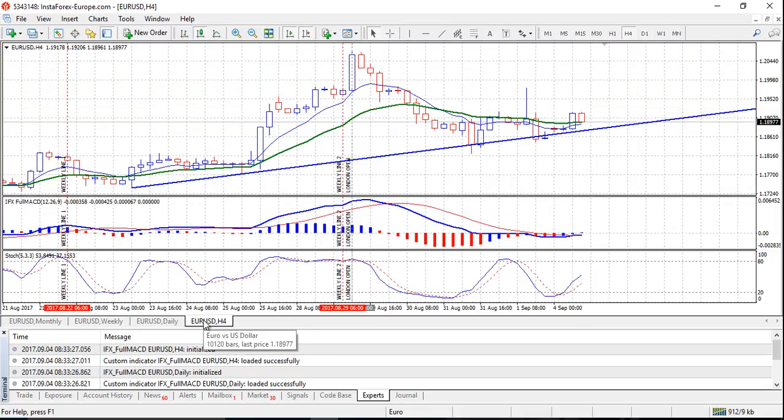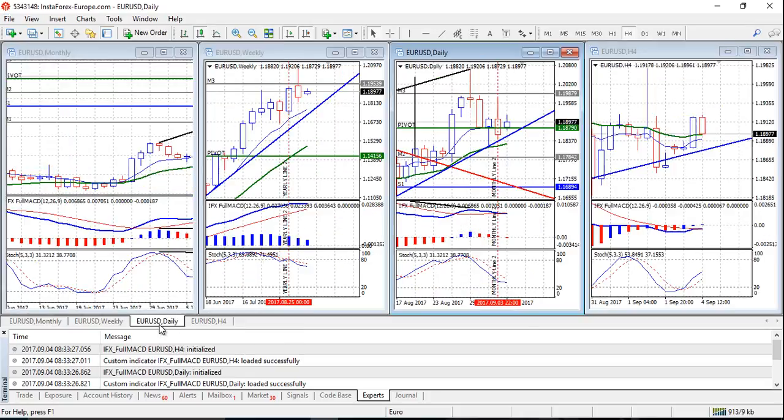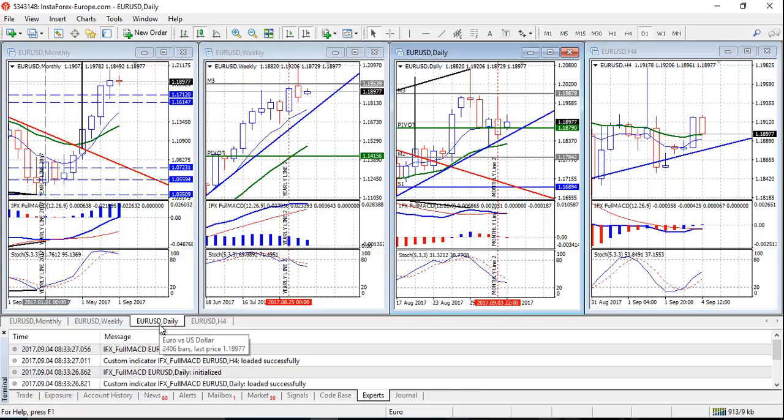And then you can zoom so that you can have all the charts displayed at one time, in case you need to make reference to certain information drawing from each chart at a point in time. And this is the monthly, this is the weekly, and this is the daily, and then this is the 4-hourly chart.